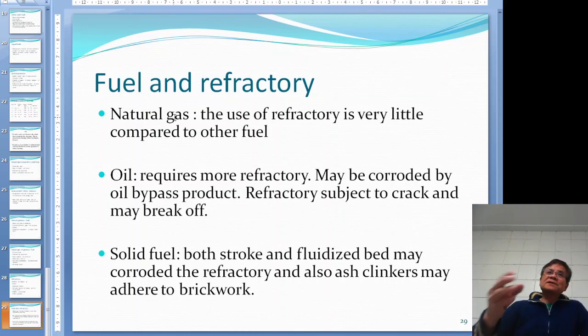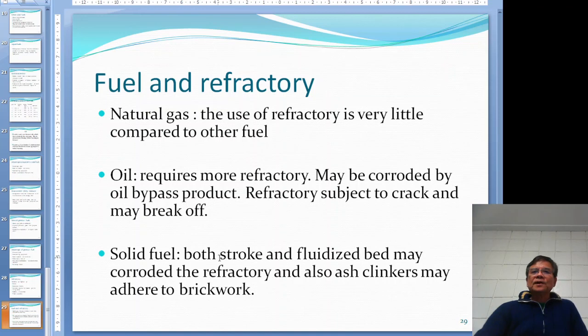So for natural gas, the temperature is higher, so the requirement of the refractory is not very high. Oil requires a little bit more refractory. And the oil byproducts, lots of SO2 and NOx, those things will eat into your refractory. And because the temperature is a little bit higher, and then you have the oil byproducts, you will see more cracks in the refractory than with natural gas.